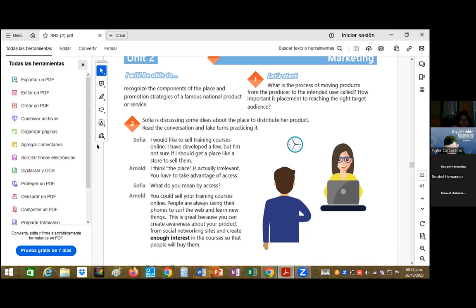¿Cómo se dice? Cities. Site. Site. Sites. Site. Site. Con ese va. Sites. Creo que sí. Site.